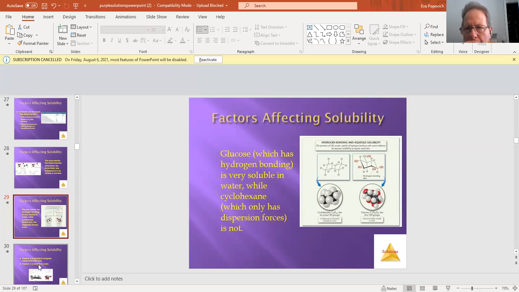Glucose, which has hydrogen bonding, is very soluble in water. While something that is very similar in shape to it, cyclohexane, only has dispersion forces, so that is not going to be as soluble as glucose is. As a matter of fact, it's not going to be soluble at all.